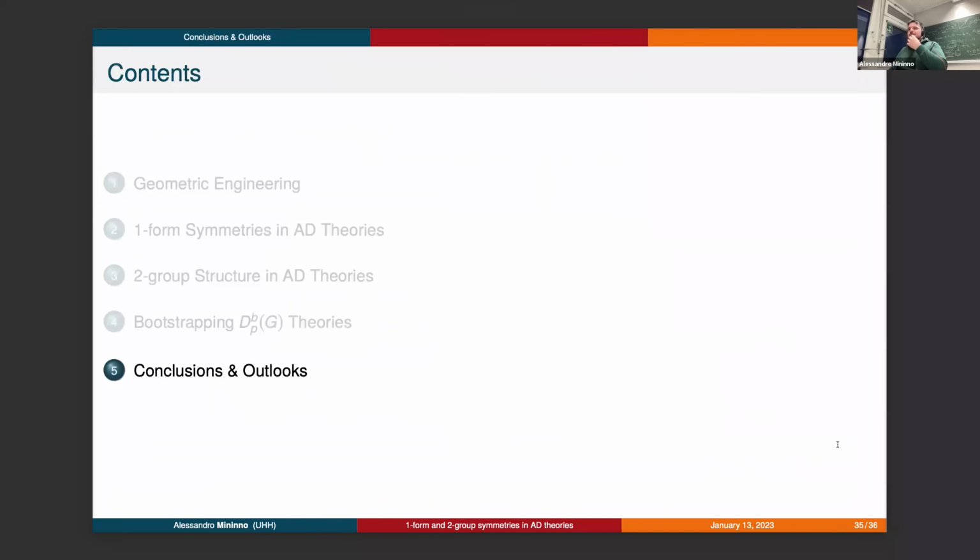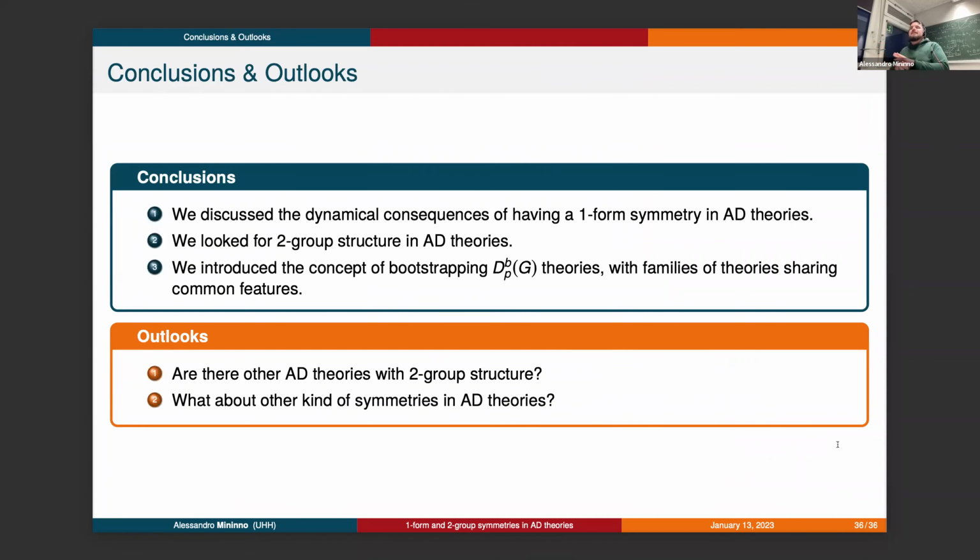So let me conclude, and then I will allow for questions at this point. The idea is that we discussed the dynamical consequences of having one-form symmetry in Argyres-Douglas theories. Then we looked also at their two-group structure. And I introduced the concept of bootstrapping, but of course, it could be done more in some examples. But I wanted to give you a taste of how powerful in general are the families that we can construct just by considering this bootstrapping.